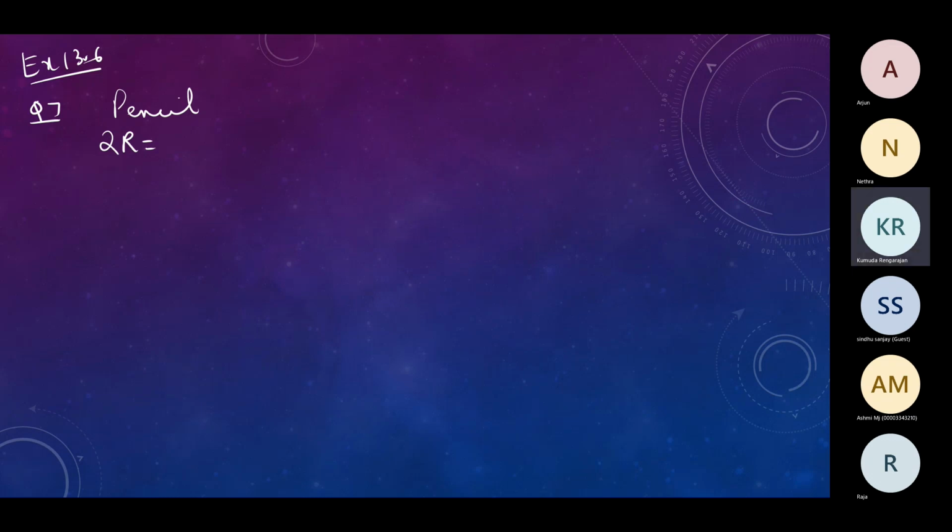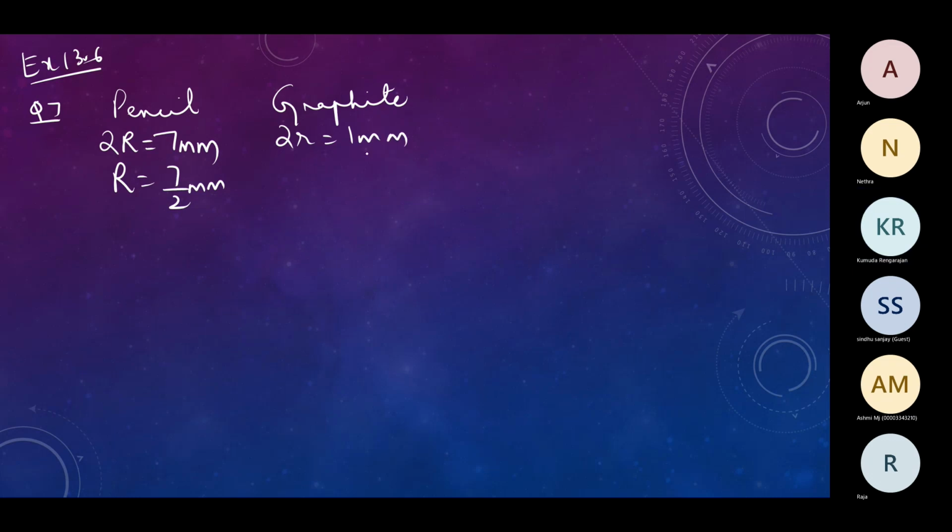So the diameter of the pencil: I've just written 2R. You can write D also, but for the pencil, radius is capital R. So 2R is equal to 7 mm, the diameter. So R is equal to 7 by 2 mm. And the diameter of the graphite, the lead, is 1 mm. That is 2r is equal to 1 mm, so r is equal to 1 by 2 mm, half a millimeter.